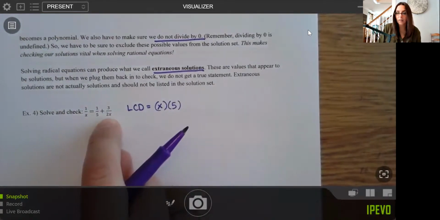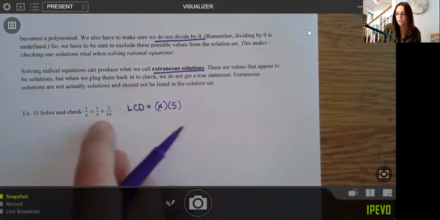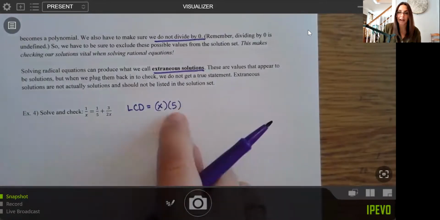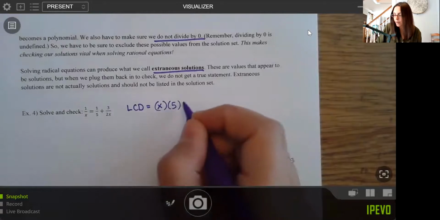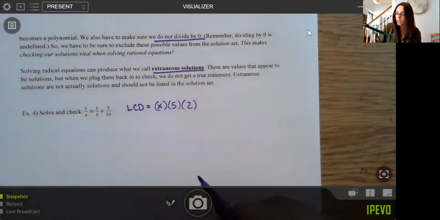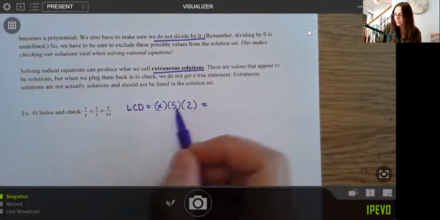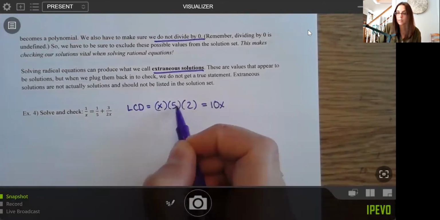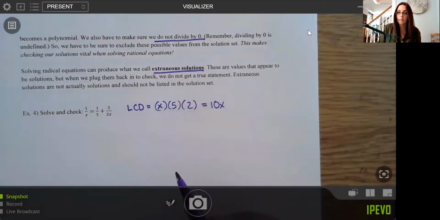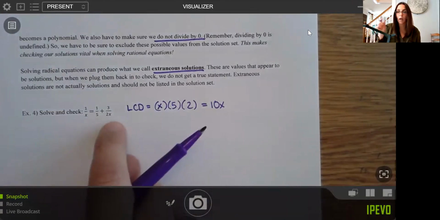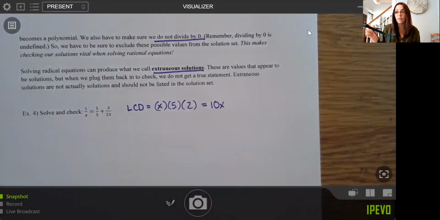Now my last denominator is a 2x. I already have an x, right? I already have the x listed, but I don't have the 2 listed. And 2 is not a factor of 5, so it's not there. So I'm going to bring in that 2 as well. So my LCD is going to be 10x. 5 times 2 is 10, and then with the x. So that's how I like to do it. I'll just go fraction by fraction, making sure that all those factors are accounted for, okay?